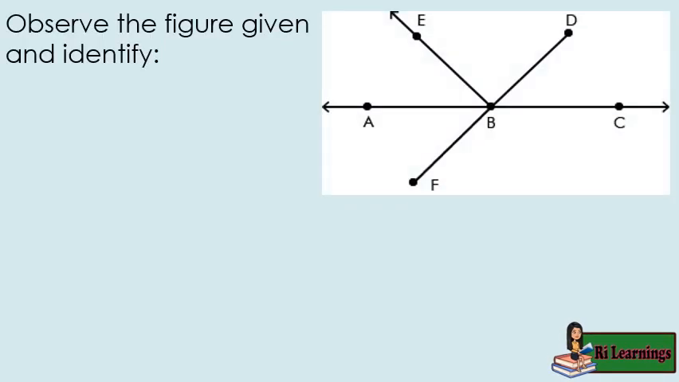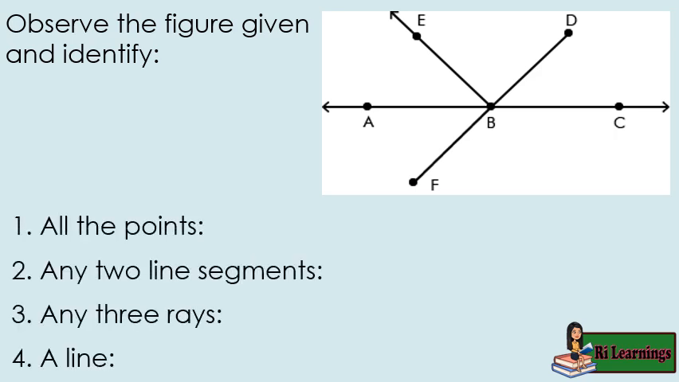Observe the figure given and identify: 1. All the points. 2. Any two line segments. 3. Any three rays. 4. A line. A point is represented as a dot. Hence, the points in the given figure are A, B, C, D, E and F.